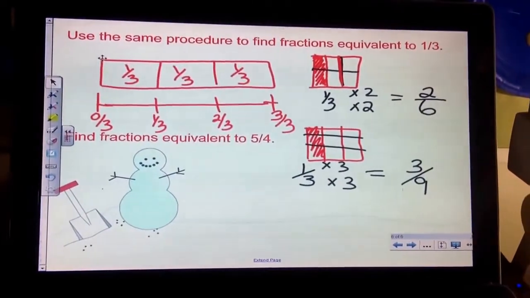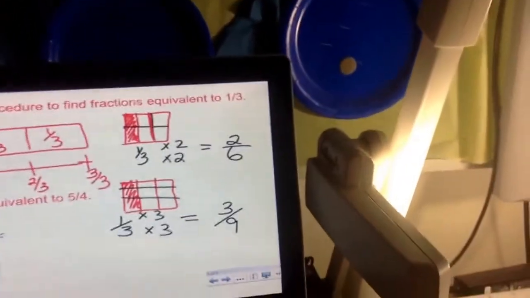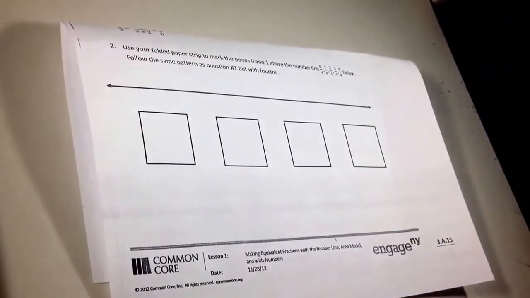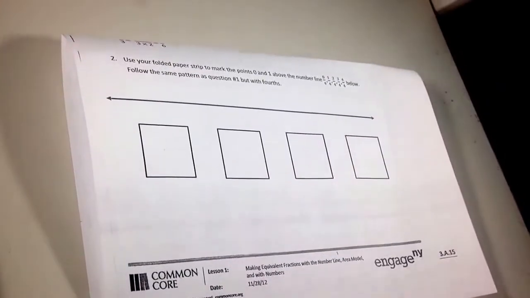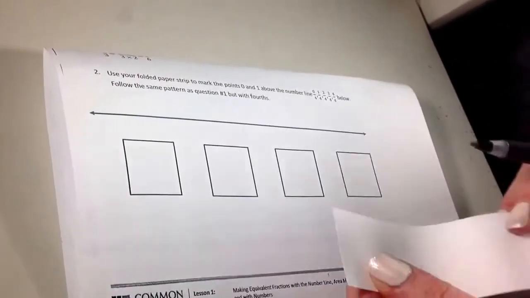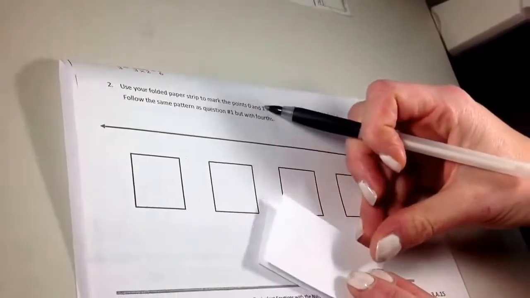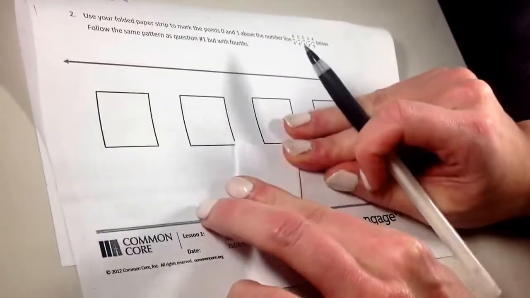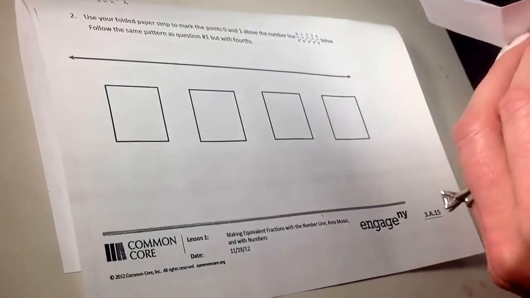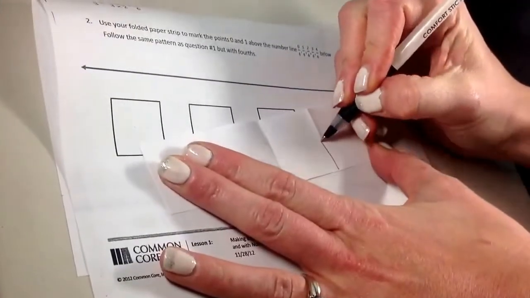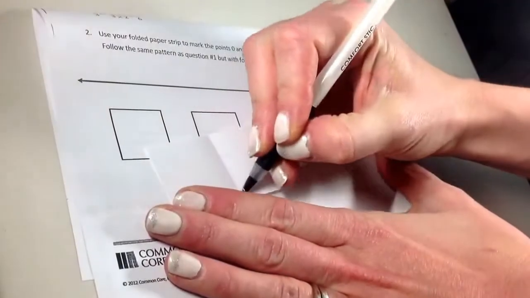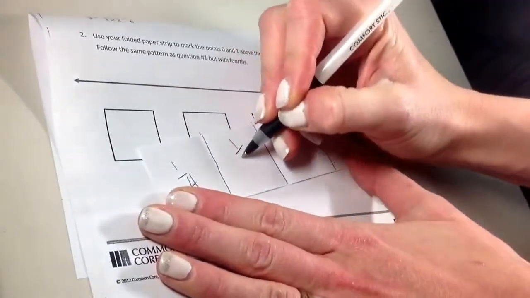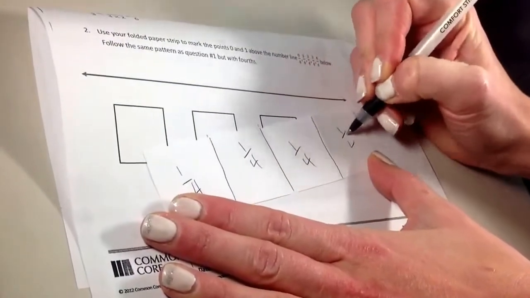Let's look at some on the homework. Okay, this one is number 2. They want us to use the paper strip to show fourths. So I want to take my paper strip and I'm going to very carefully divide this into fourths, or 4 equal pieces, just by folding it. So when I open it up and draw the lines on it, I have 1/4, 1/4, 1/4, and 1/4.